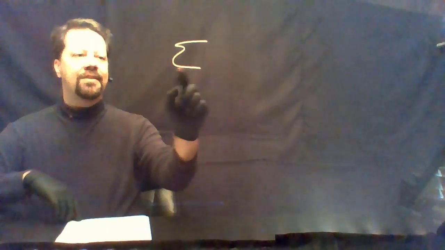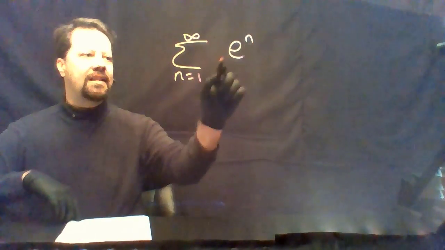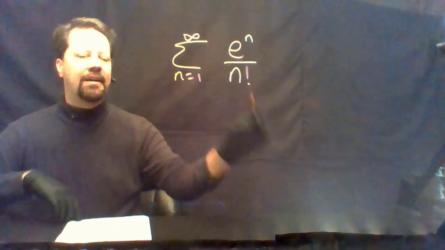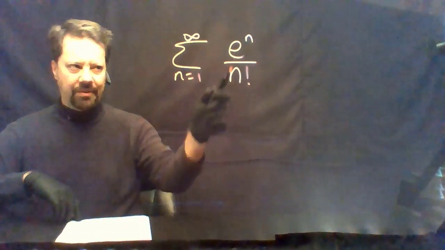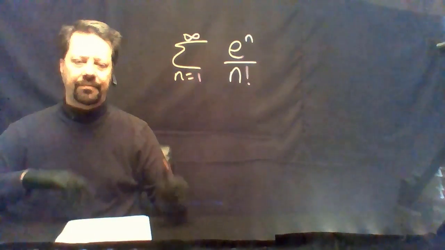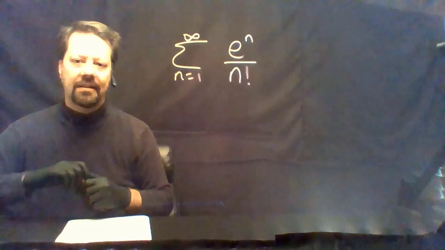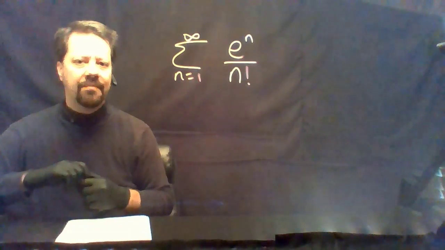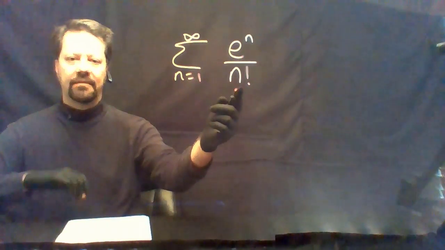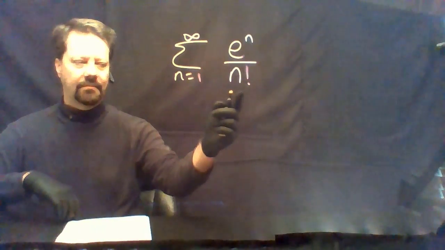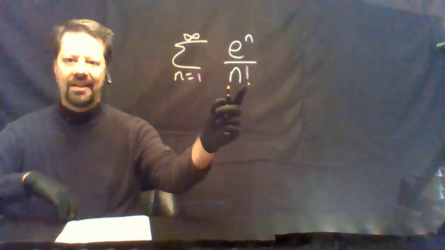Then we have the sum as n goes from 1 to infinity of e to the n divided by n factorial. You can see we're pitting exponential growth versus factorial growth. Factorial growth should win. We expect that this series will converge. The test, since we have a factorial, is the ratio test.